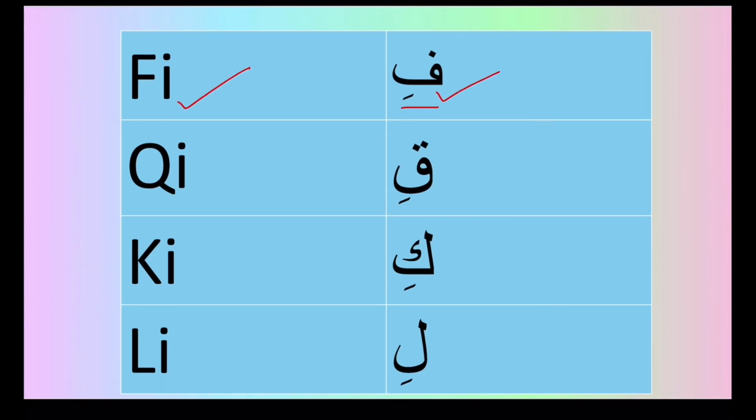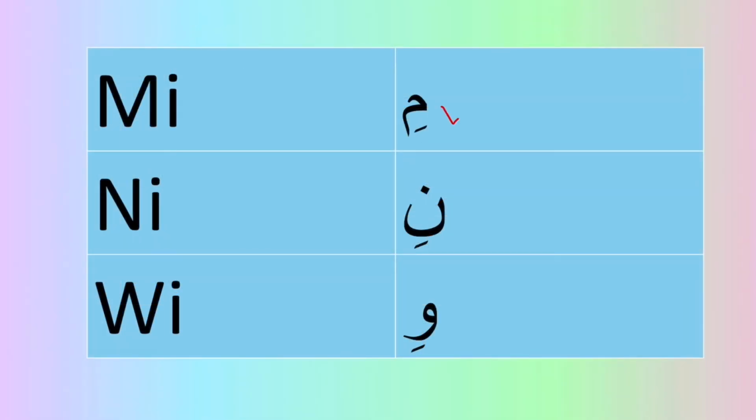Fa changes to fi. Okay. The pronunciation of fa becomes fi. Qaf kasra qi. Kaf kasra ki. Lam kasra li. Mim kasra mi. Mim changes to mi. Okay. Noon kasra ni. Waw kasra wi.